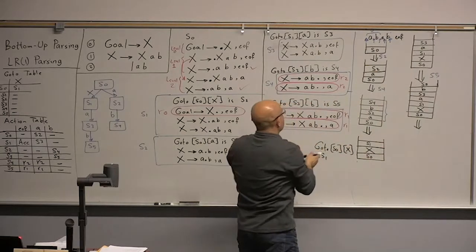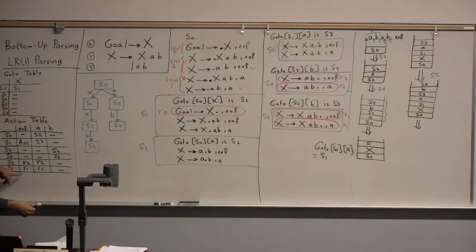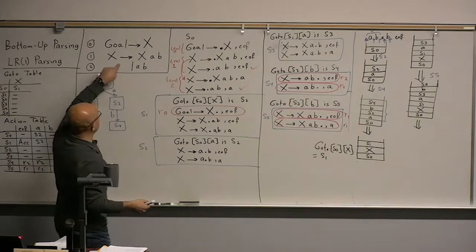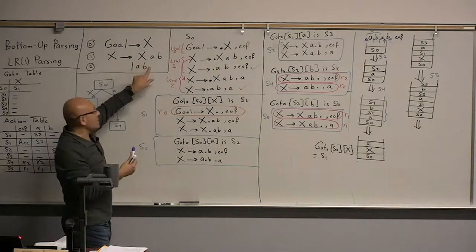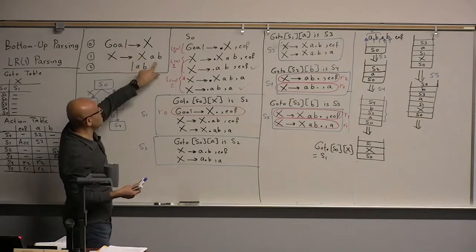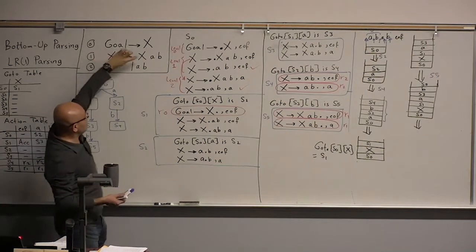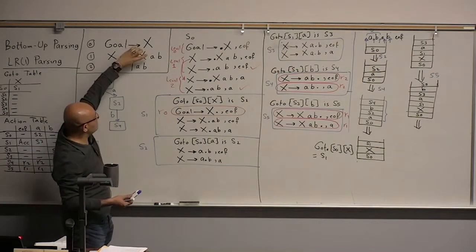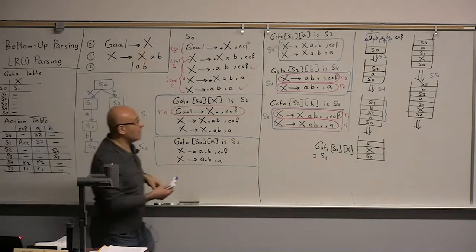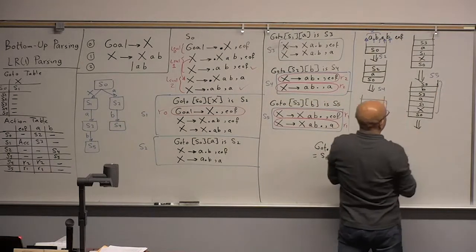So it tells us, if you are in S5 and you are seeing an end of file, then reduce by rule number 1, which replaces X, AB with X. So replacing 3 symbols with 1 symbol. When we are replacing 3 symbols, how many items in the stack do we pop off? 6, 2 times the number of items. So we pop off 6 items.